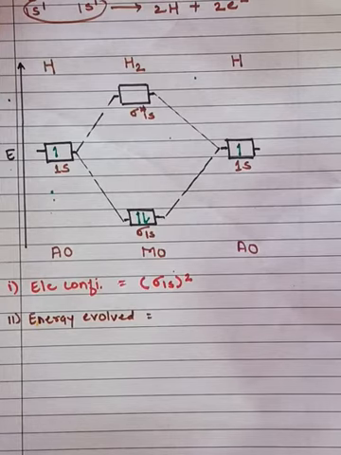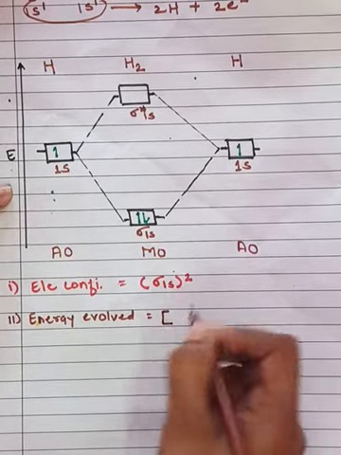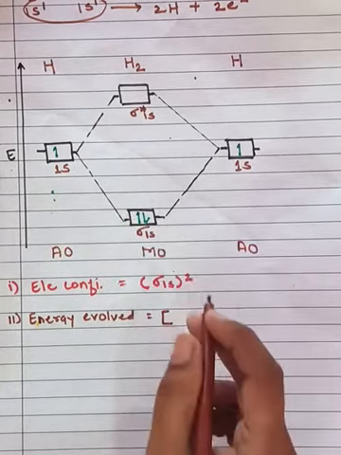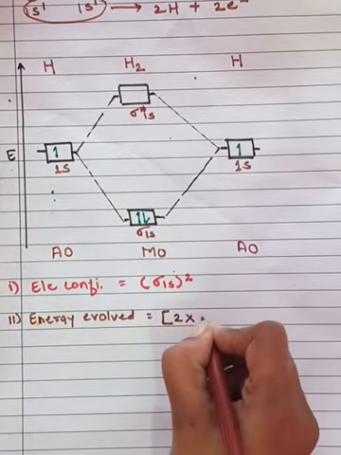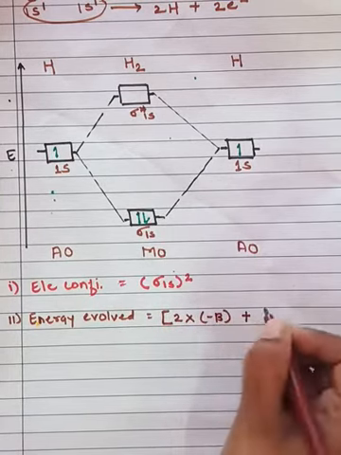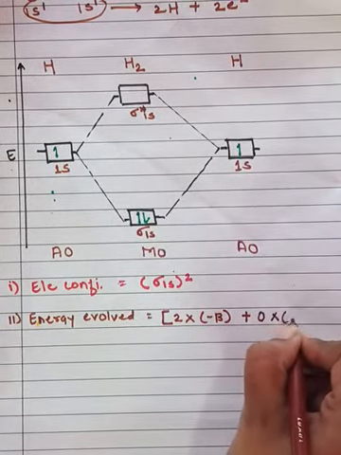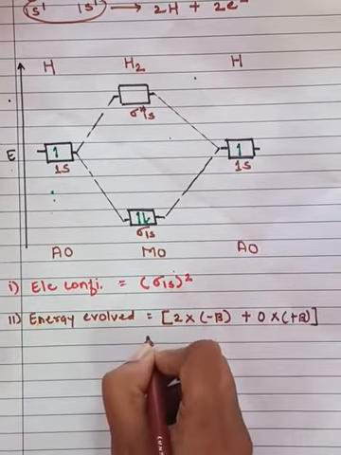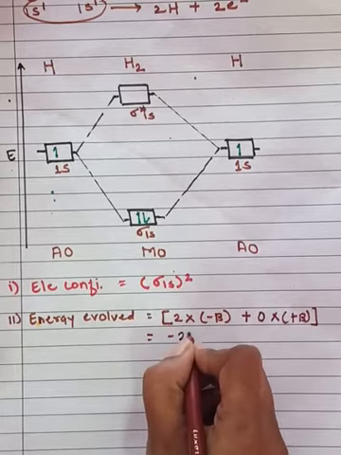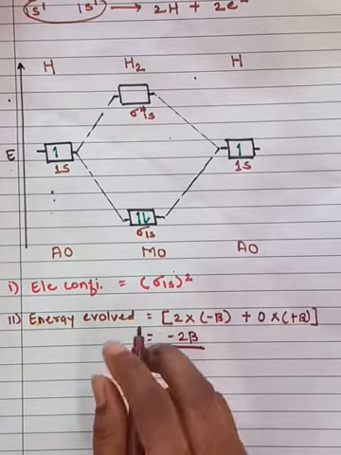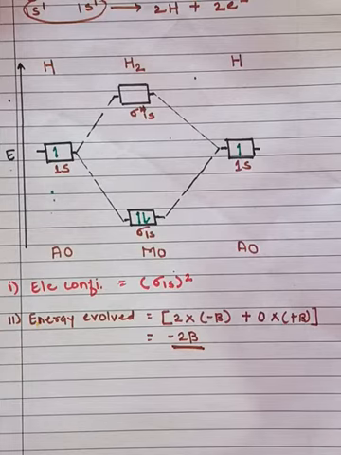The energy evolved during the formation of the H2 molecule, and we know the formula: energy evolved is equal to the number of electrons in BMO into minus beta plus the number of electrons in ABMO into plus beta. So how many electrons are there in the BMO, that is the bonding molecular orbital? There are two electrons, therefore it is 2 into minus beta, plus there are no electrons in the ABMO, therefore it is 0 into plus beta, right? So this becomes equal to minus 2 beta.